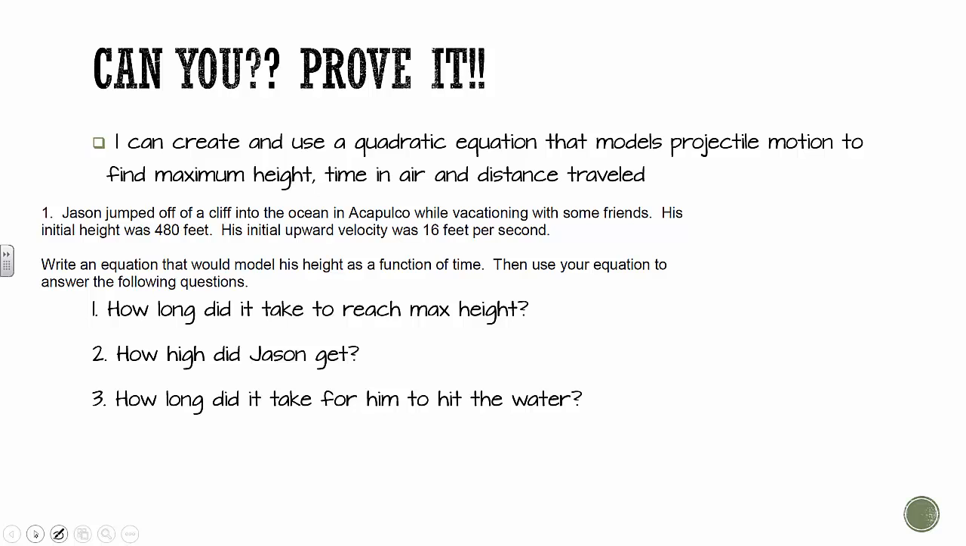So you should be able to create and use a quadratic equation that models projectile motion to find maximum height, the time something's in the air, and how long it traveled. So let's say Jason jumped off a cliff into the ocean in Acapulco while vacationing with some friends. His initial height was 480 feet. His upward velocity was 16 feet per second. Write an equation and then answer those 3 questions.